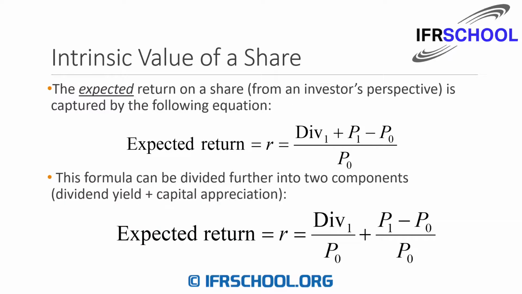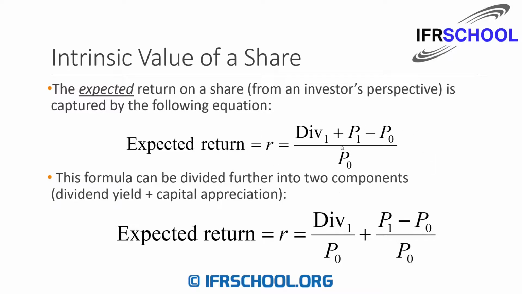Let's consider an investor who plans to purchase a share and hold it for 1 year before selling it on. Let's assume the investor will collect the first year's dividend and immediately afterwards sell the share on. The expected return for this investor is equal to the dividend that they expect at the end of the first year, plus the change in the share price over that year, divided by the initial investment amount, or the price that they pay at the beginning of the investment period at time t equals 0.